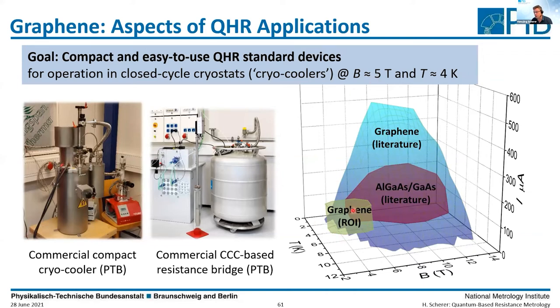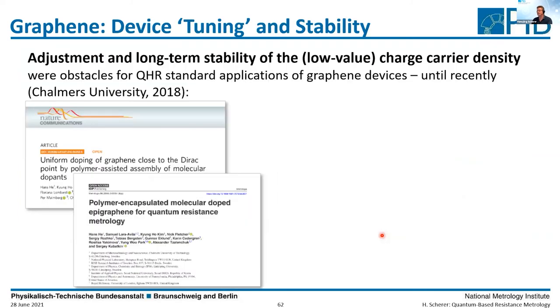And this shows that you can do quantum Hall effect resistance metrology with graphene, but not all graphene devices that you might find will work. So you need specially tuned and optimized graphene devices. And at PTB and in other institutes, we did a lot of investigations, research and optimization in this direction in the last years. For a long time, the long-term stability and the adjustment of the charge carrier density were an issue. It was overcome after a method was invented at Chalmers University to properly dope graphene in a way that ensures long-term stable carrier density values.